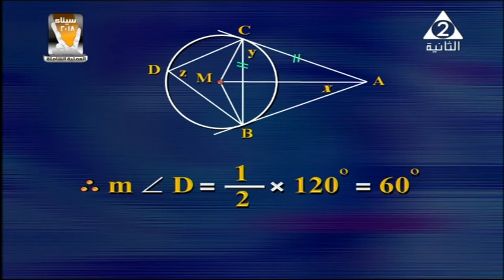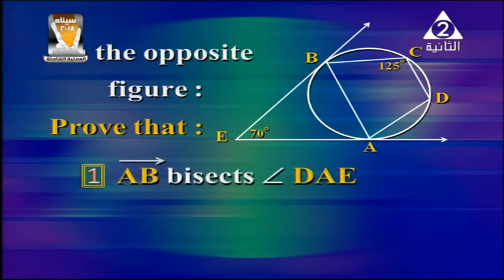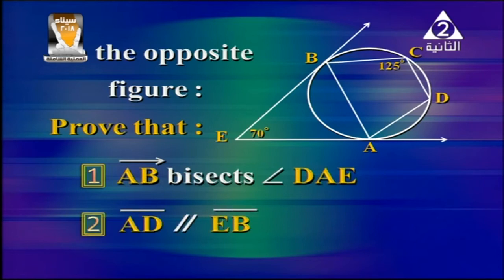Let us have another example. In the opposite figure, you have measure angle E equals 70 degrees, measure angle BCD equals 125 degrees. And I want you to prove that, first, AB bisects angle DAE. Second, AD is parallel to EB. Now, how can you prove these two requirements?